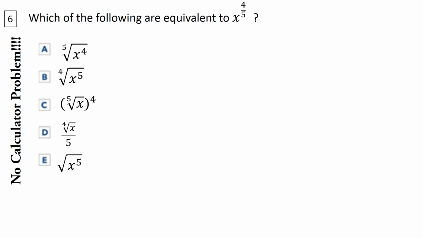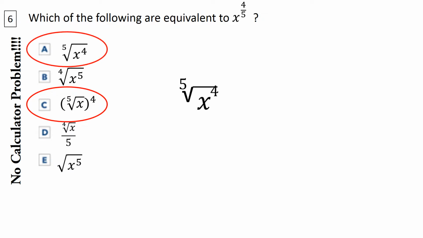Probably not the most efficient way to do it, because hopefully you remember that if we want to rewrite x to the 4/5 as a radical, then that denominator becomes the index of my radical, and that 4 stays an exponent. That 4 can stay an exponent outside the radical, and that was one of our answers right there, C, just like that. It could also be inside the radical. It doesn't matter. It's going to be equivalent either way. Well, that's also an answer. The 5th root of x to the 4th, that's A.